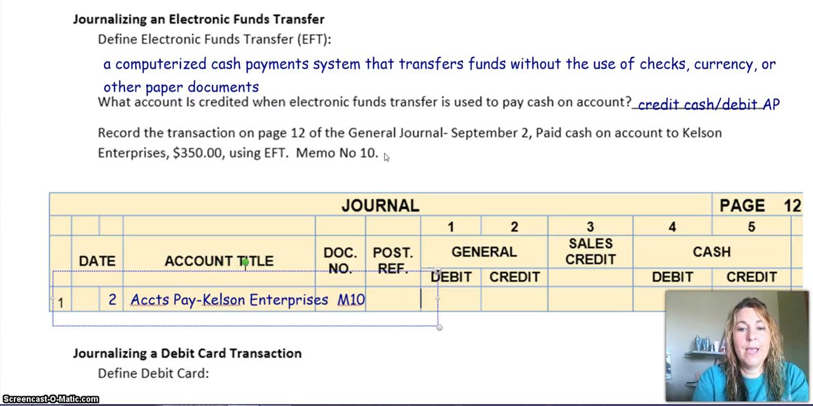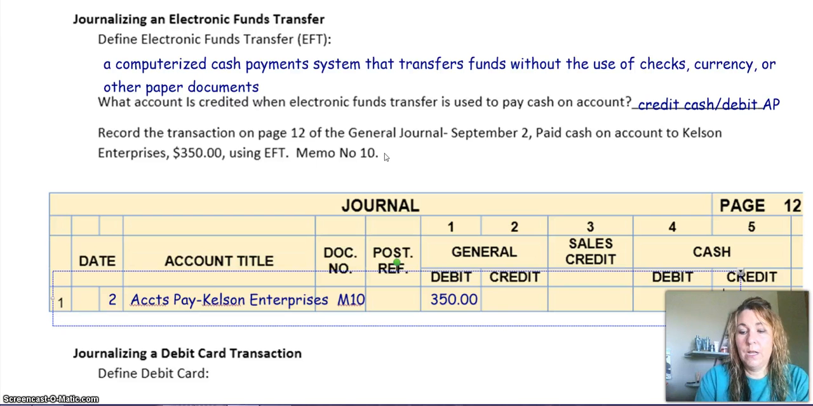We're going to go ahead and debit the accounts payable because we are reducing the amount that we owe Kelson Enterprises. And we're going to credit cash because we are reducing the amount of cash that we have in our checking account. So just exactly like writing a check, except we used a memorandum instead of an actual check.